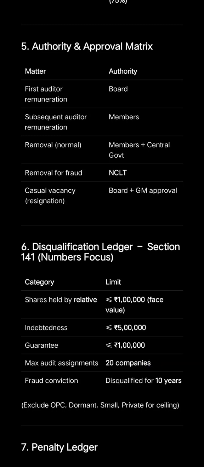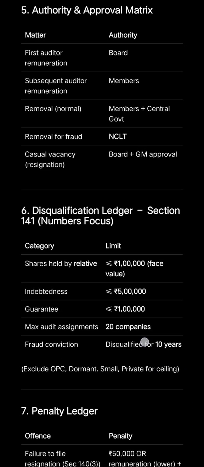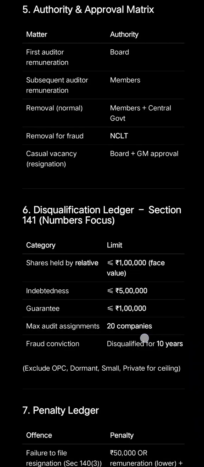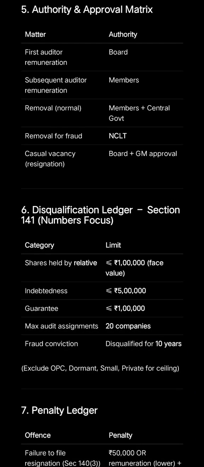Authority and approval. First auditor remuneration is decided by the board. Subsequent auditor remuneration is decided by members of the company. Removal: members plus central government approval. Removal for fraud: NCLT. Casual vacancy: board plus GM approval.